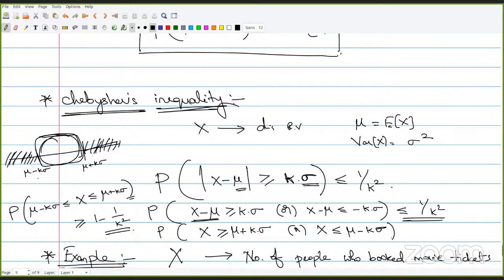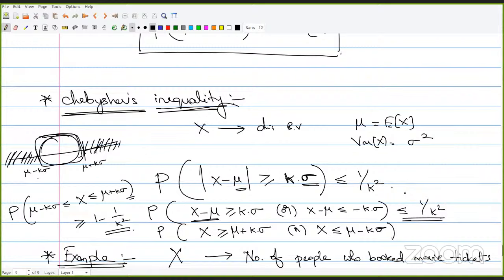Another variation: what is the lower bound and upper bound? I said that the sign is changing because it is 1 minus 1 by k square. If my probability of falling outside is less than 1 by k square, then the probability of falling inside will be simply 1 minus 1 by k square.